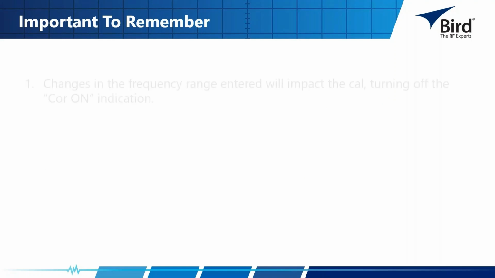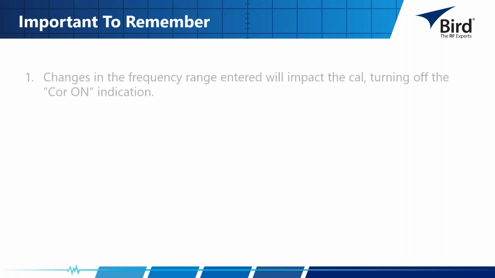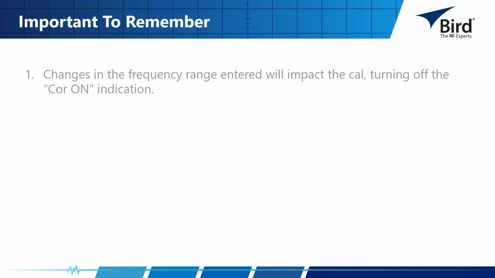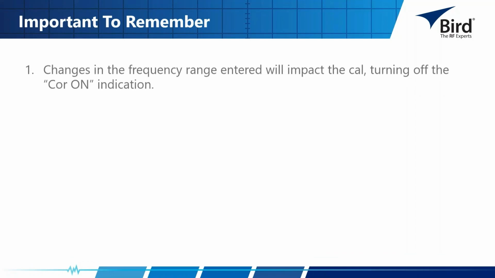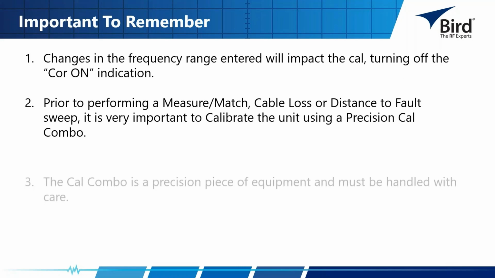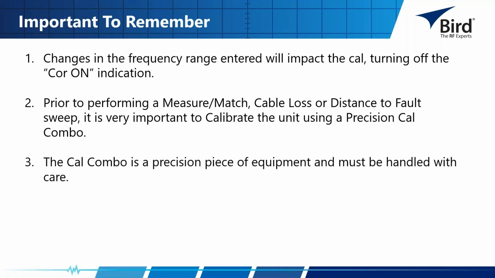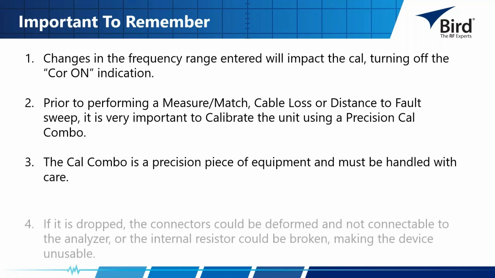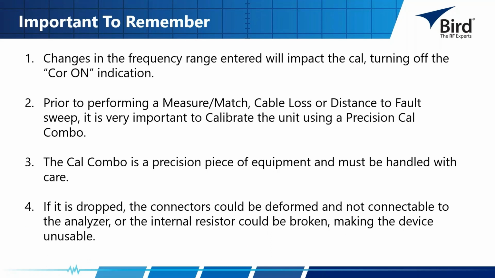It's important to remember that changes in the frequency range entered will impact the cal, turning off the CAL ON indication. So prior to performing a measure match, cable loss, or distance to fault sweep, it's very important to calibrate the unit using a precision cal combo. The cal combo is a precision piece of equipment and must be handled with care. If it is dropped, the connectors could be deformed, not connectable to the analyzer, and if the internal resistor is broken, it will make the device unusable.